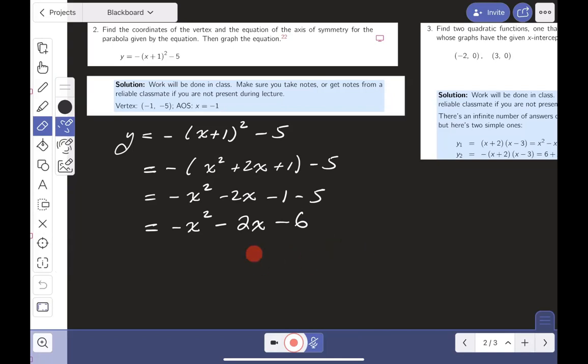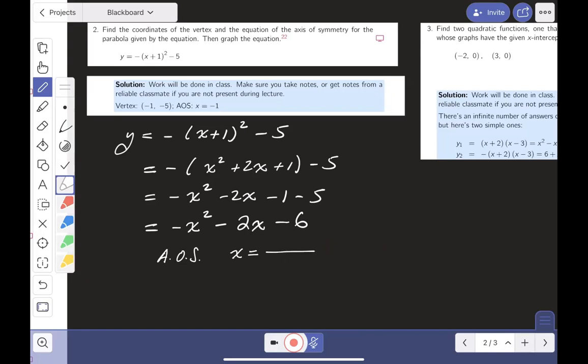I'm going to put the vertex down now. Before I do it, though, I want to write the axis of symmetry down now. And what's that going to be? x equals the opposite of b. Well, I'm looking at the b, which is minus 2, right? That's going to be 2 then. The opposite of minus 2 is 2 over twice a. Well, the a is minus 1, so that's minus 2. All right, what's 2 divided by minus 2? Minus 1. So I know the axis of symmetry.